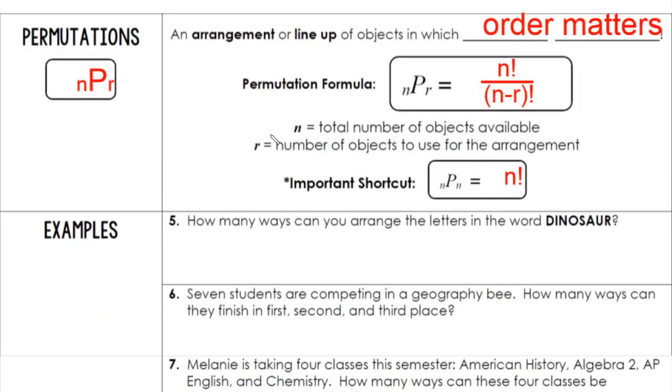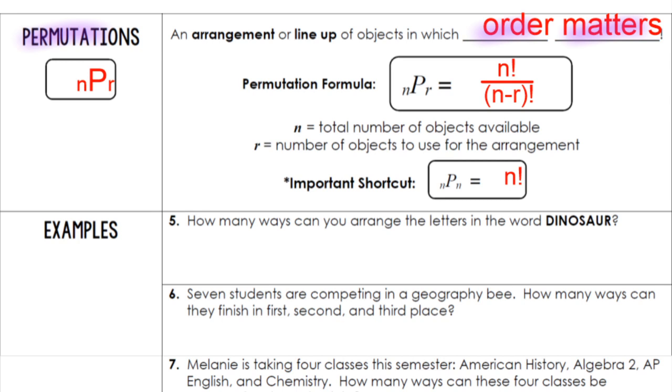Moving on to permutations. An arrangement or lineup of objects in which order matters. All right, oops, my bad if that was loud. I do apologize. Punched my microphone like an idiot, by accident, obviously. Permutation. Order matters. All right, so let's get into what this is about.